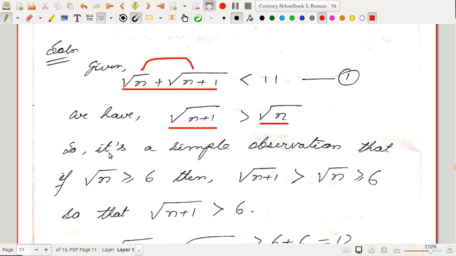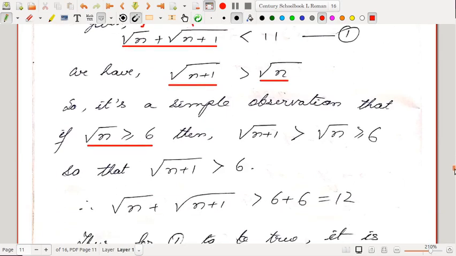It's a simple observation that if root n is greater than or equal to 6, then root of n plus 1 will be strictly greater than 6. In that case, their sum will be strictly greater than 12, so it doesn't satisfy the condition. That means root n cannot be greater than or equal to 6. Is it clear?